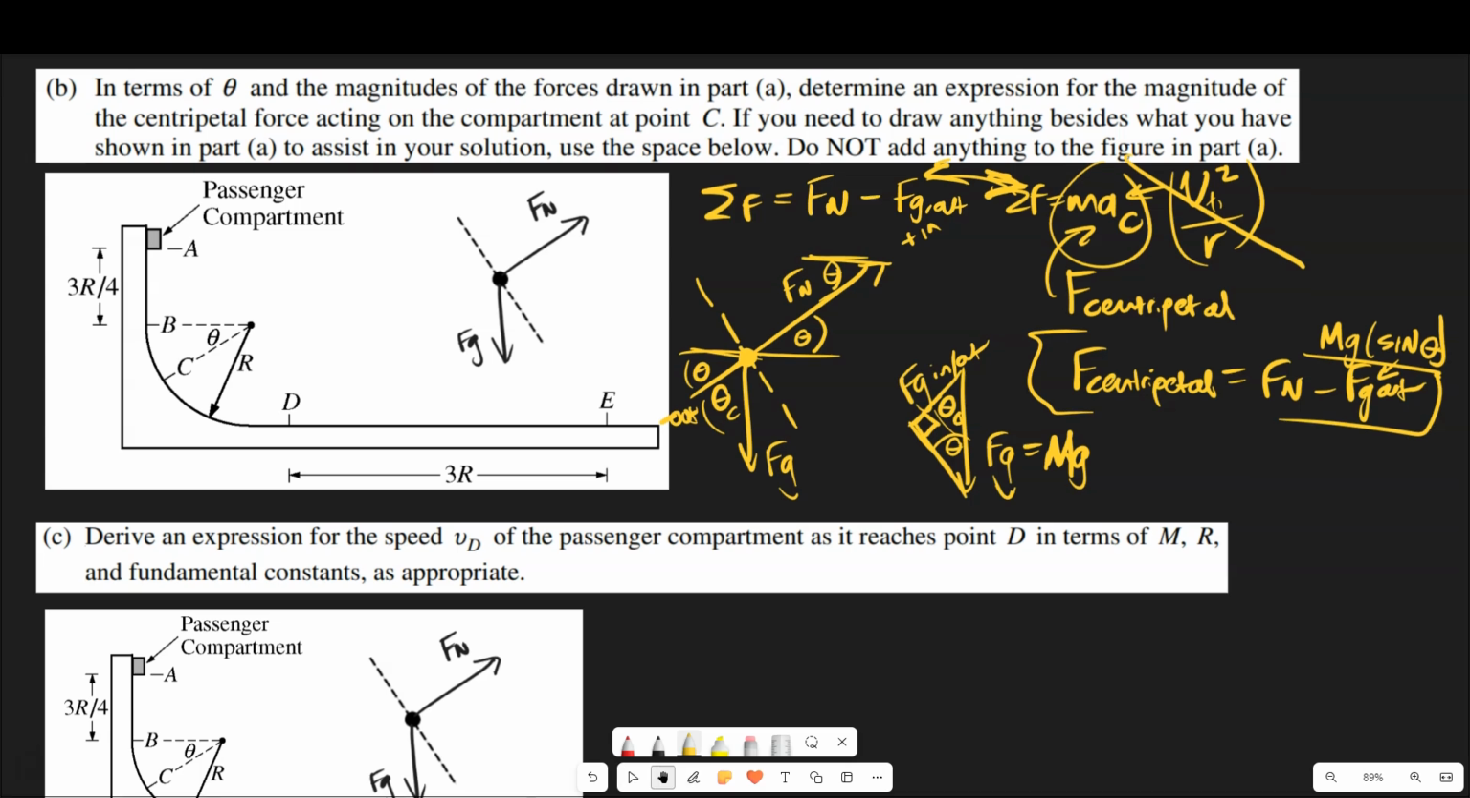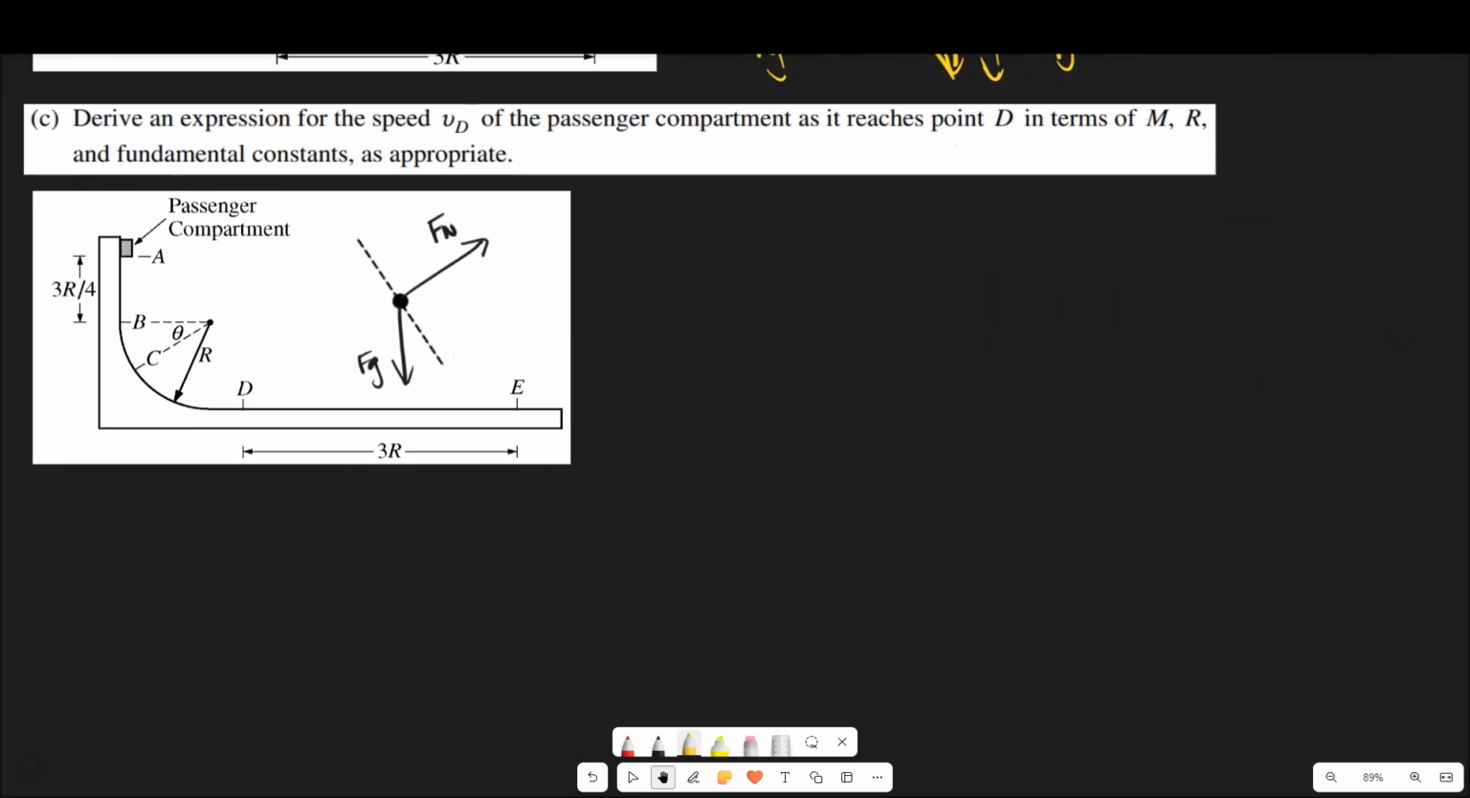All right, next up, I'm going to move this down so we can take a look at part C and think about what we have. It says derive an expression for the speed v sub d of the passenger compartment as it reaches point D, in terms of capital M, R, and fundamental constants as appropriate.